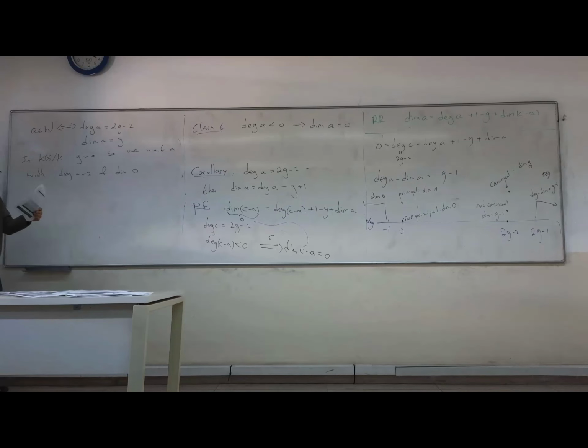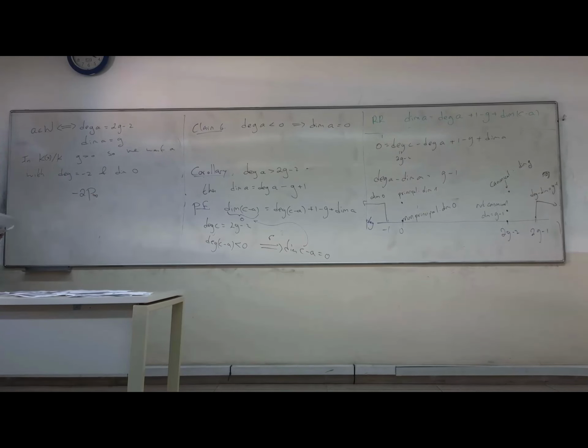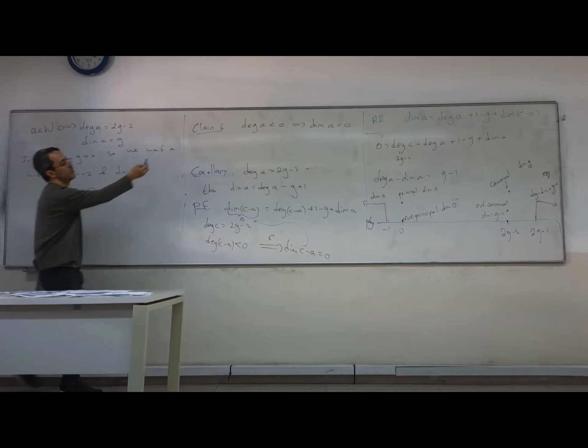And you can find several of those. But a good example would be minus 2 times p infinity. Right? It has degree minus 2 because this is a degree 1 prime divisor. So altogether, the degree is minus 2. And it has dimension 0 because it's a negative divisor. There's nothing there.